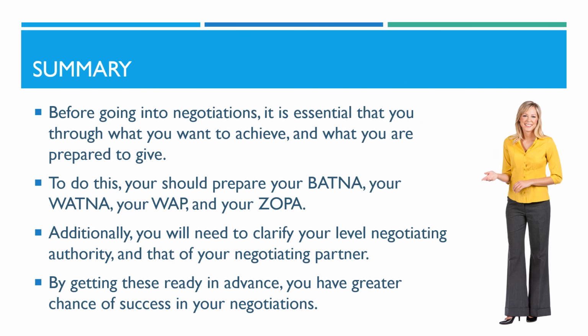Before going into negotiations, it is essential that you think through what you want to achieve, and what you are prepared to give. To do this, you should prepare your BATNA, your WATNA, your WAP, and your ZOPA. Additionally, you will need to clarify your level of negotiating authority, and that of your negotiating partner. By getting these ready in advance, you have greater chance of success in your negotiations.